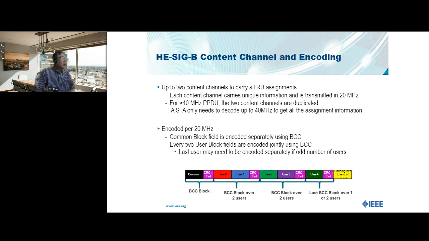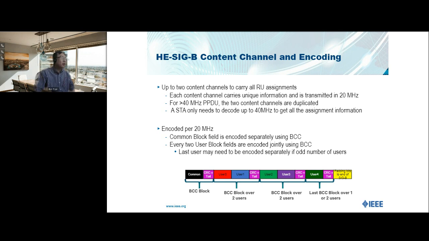Okay, so let's look at the HE-SIG-B structure, okay? I want to introduce some content channel structure and encodings, to tell you how the HE-SIG-B is transmitted, because that is very important for us to understand HE-SIG-A and HE-SIG-B, okay? So remember, just for argument, we transmit an 80 megahertz PPDU, an 80 megahertz packet.